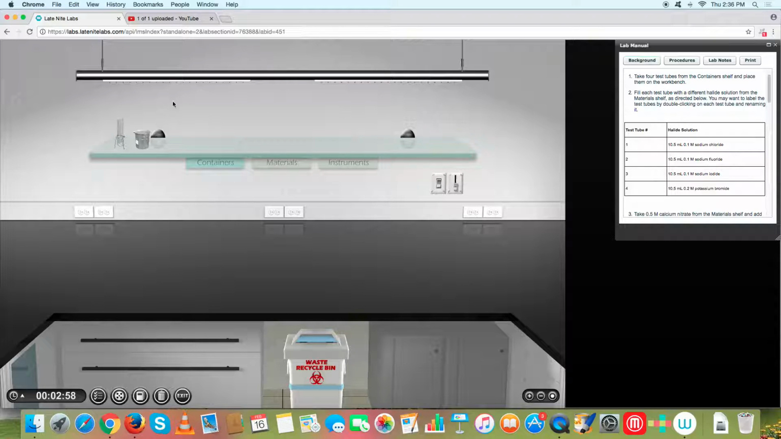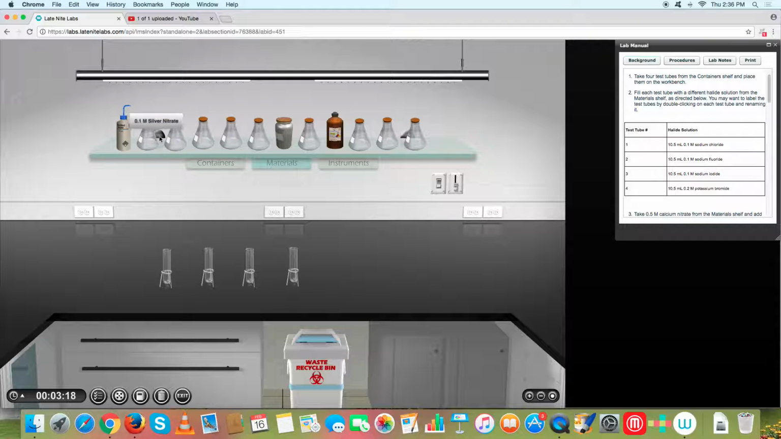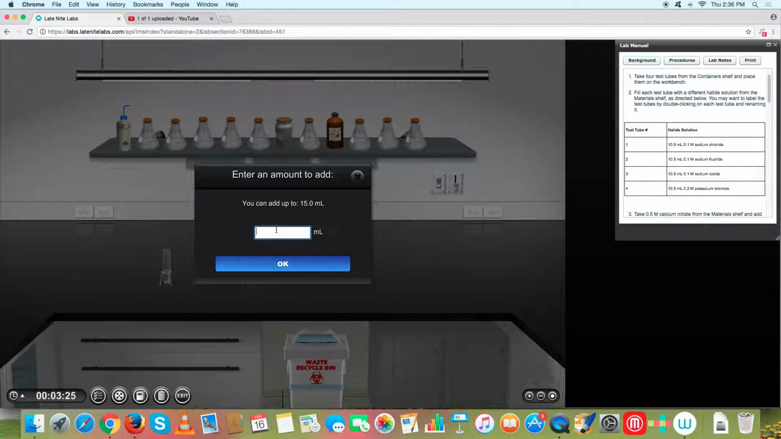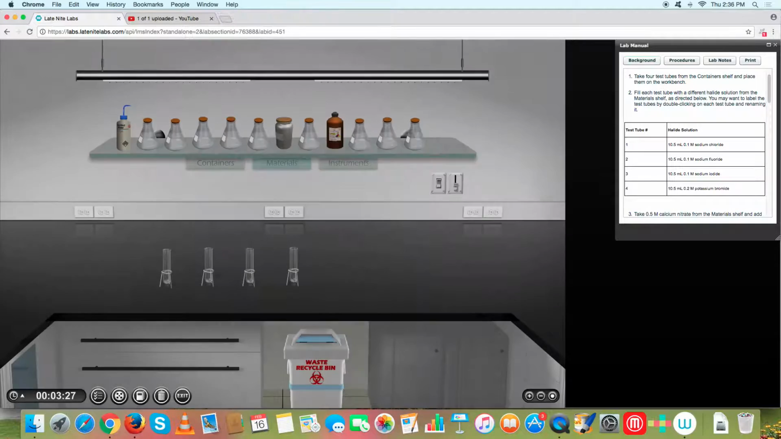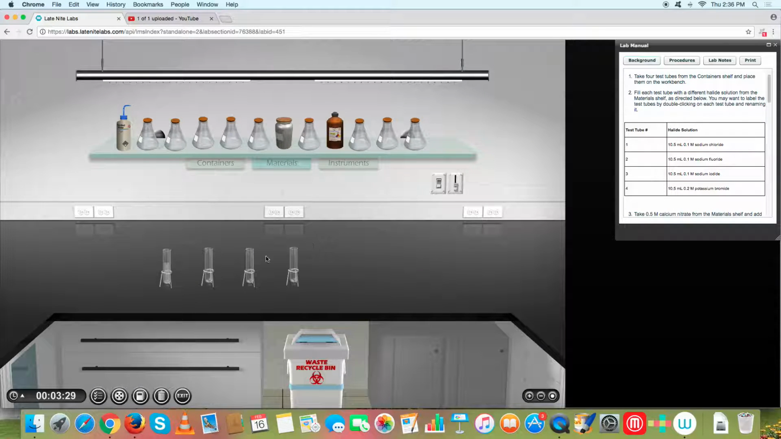First thing we do, take four test tubes. It's nice, they number them for you, but just put them left to right on the bench. Then you need to fill them with 10.5 mL of each of these solutions. So sodium chloride first. If you just mouse over it, you'll find out what you're adding. This is sodium chloride, that goes first. Then you type in 10.5 mL, and you can see that it fills it up.